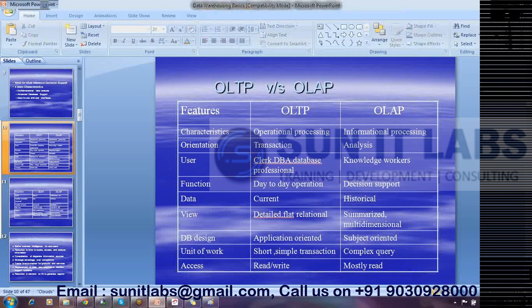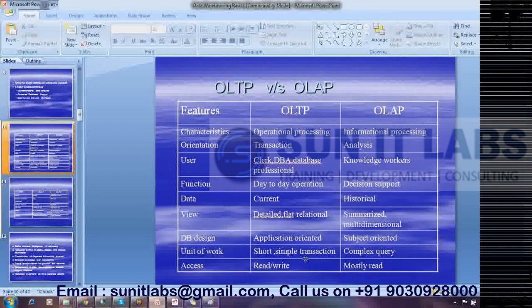And the next thing is view. The OLTP system view is about detailed level data, but in OLAP you'll be aggregating the data. Aggregating the data is nothing but calculating total profits, total revenue, all those things. You'll aggregate or summarize the data before loading it into the OLAP system. The OLTP design is application oriented or day-to-day transaction oriented, but the OLAP system is completely subject oriented. It is categorized according to each subject area.